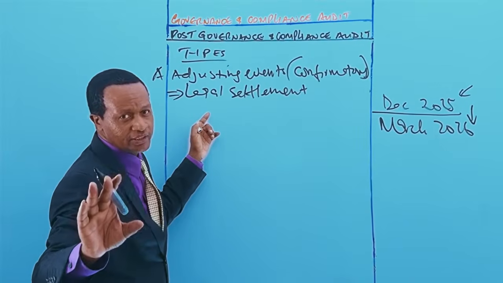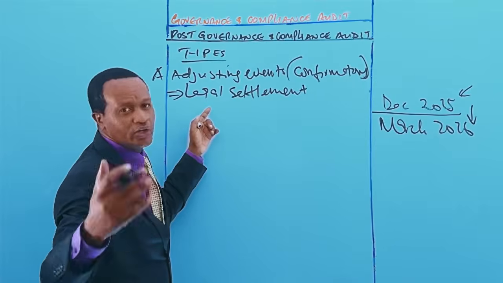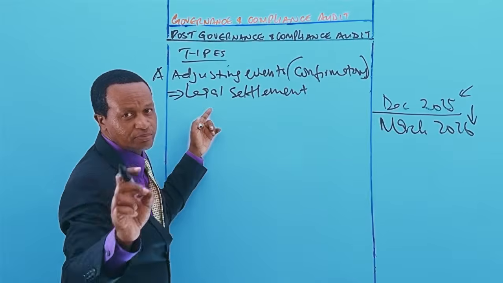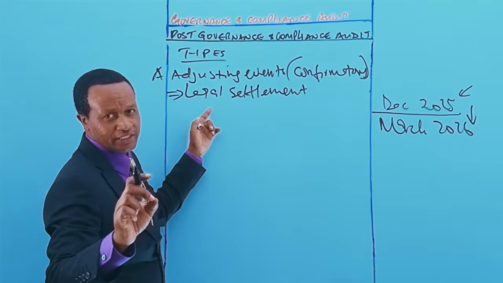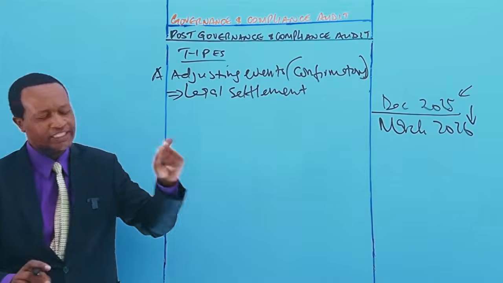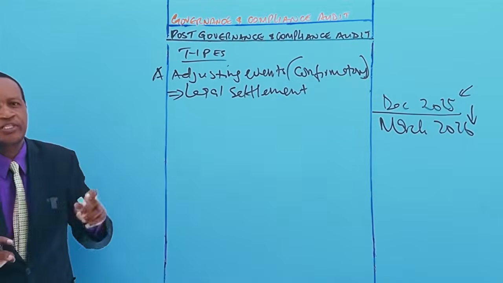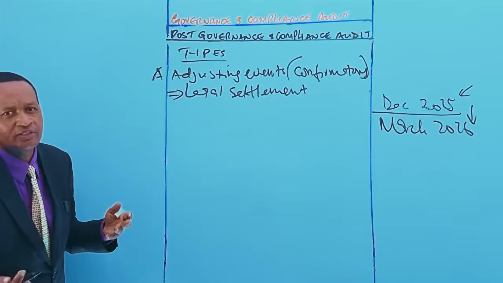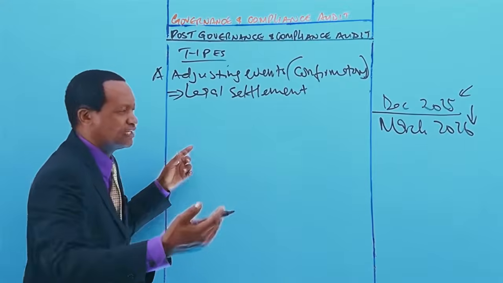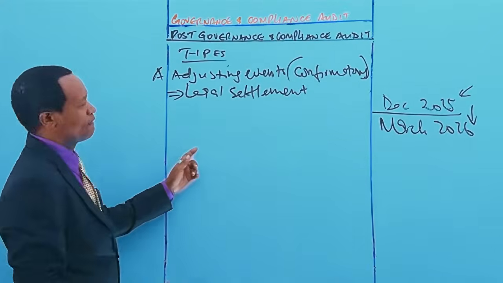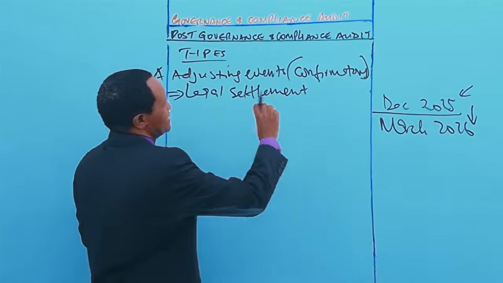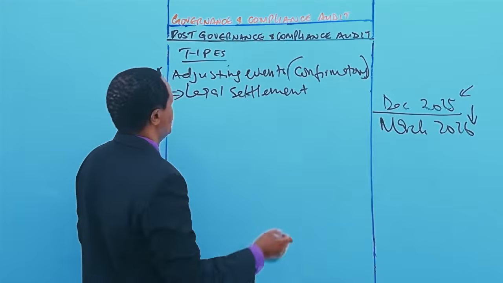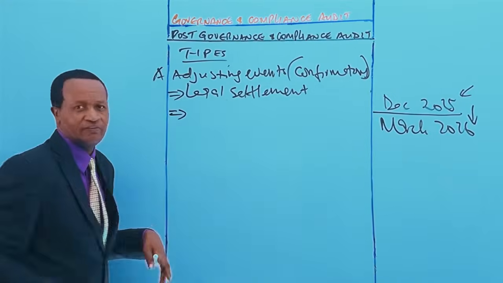So the ruling, this legal settlement, only confirms whether the board's previous contingent liability disclosure was sufficient, or if there was a systemic failure in the legal risk management. So this is an adjusting event. It confirms the condition that existed up to the audit period. That's one example of an adjusting event.